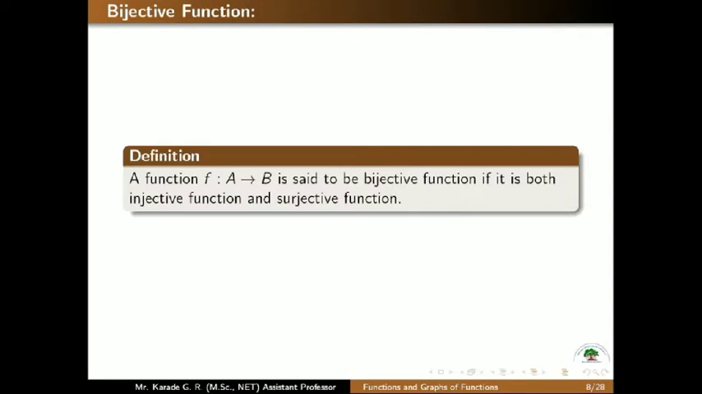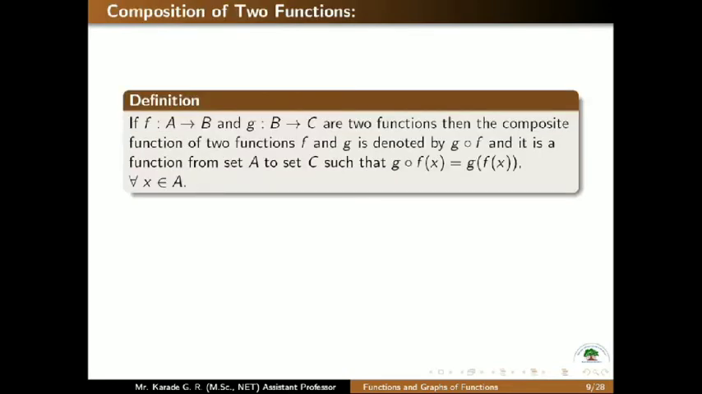Bijective function. A function f from set A to B is said to be a bijective function if it is both an injective function and a surjective function.